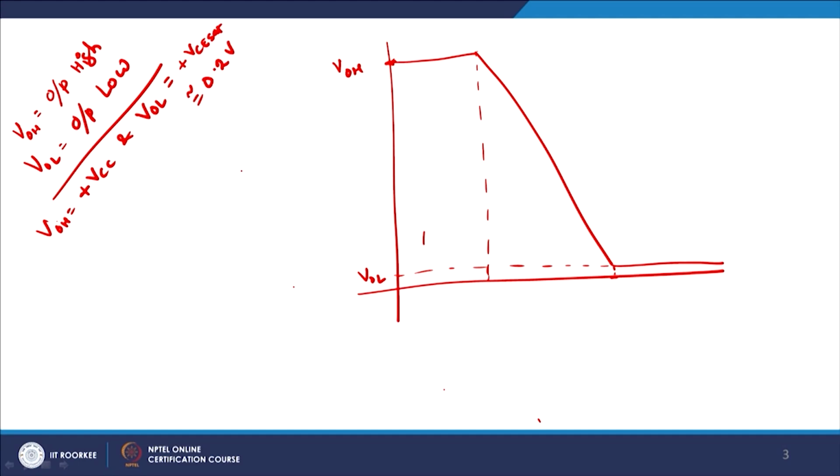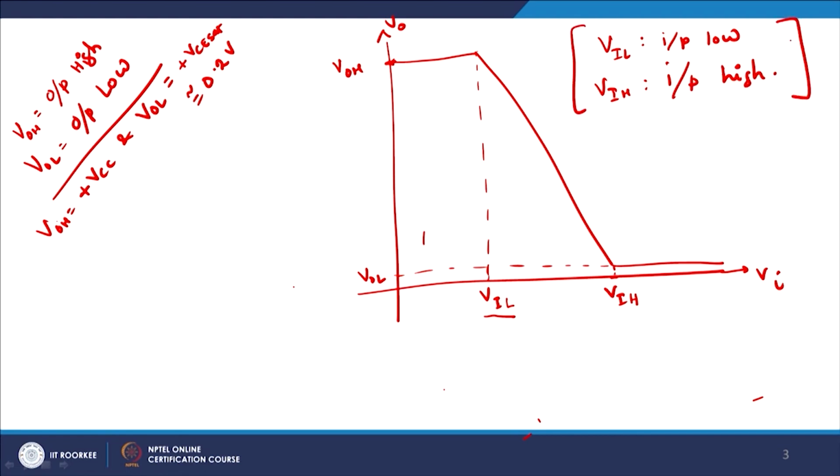Is it okay? We also define two terms on the input side, because this is Vi and this is Vo. On the input side we have VIL and VIH. Why? Because VIL means that the input is low, and VIH means that the input is high.